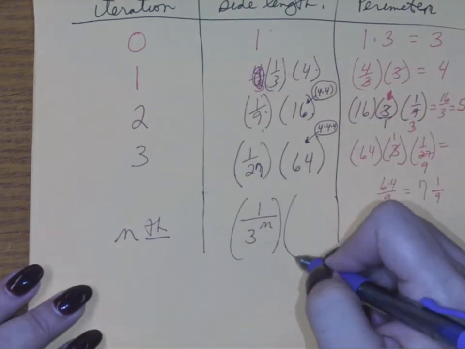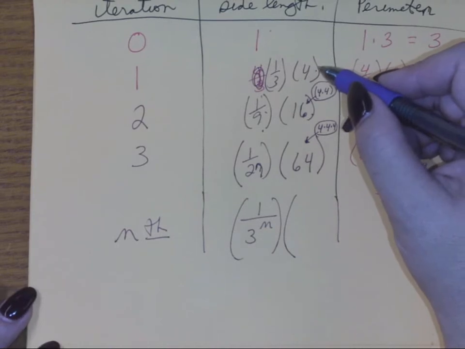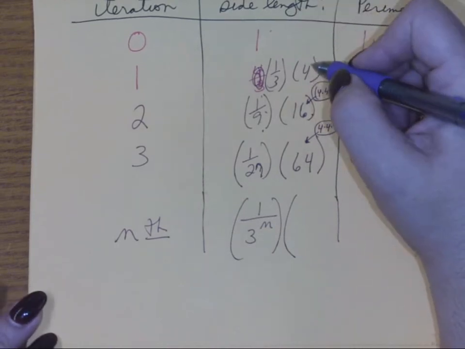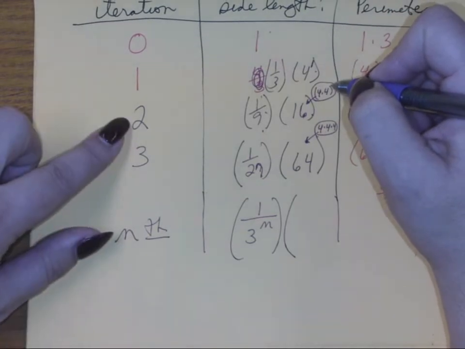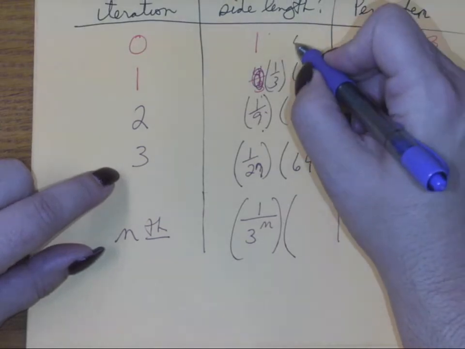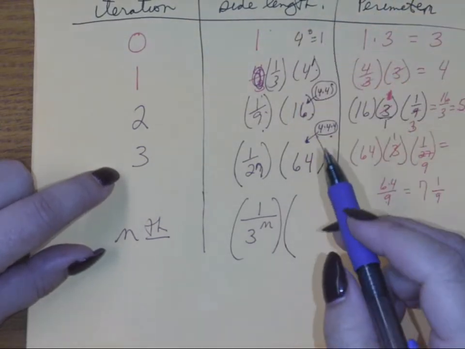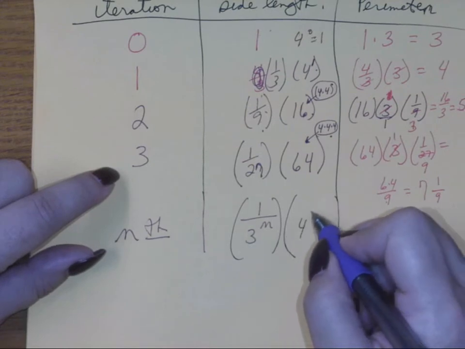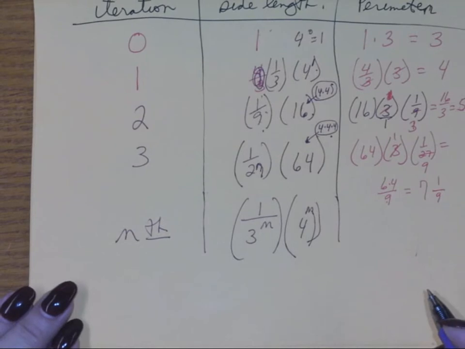And then here I'm multiplying by what? Here it was 4 to the first. Here it was 4 to the second. That matches up with the iteration I'm on, right? 4 to the third. What was going on up here? 4 to the 0 would just be a 1, right? So that would still work for me. So I think this is 4 to the n. Is that okay?